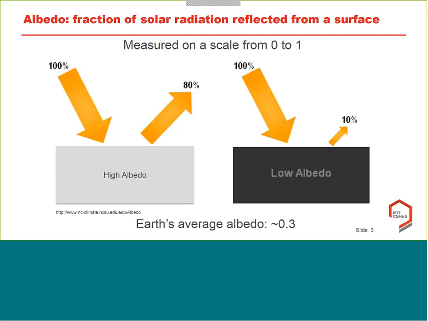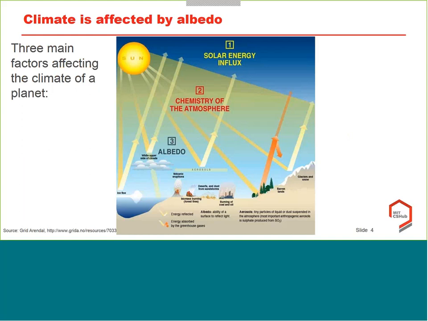But next I want to move on to climate, and what's interesting about climate is that it's actually affected by albedo. Albedo has been studied for many years by climate scientists, because there are essentially three main factors that affect the climate of our planet. One is how much solar energy is coming in, and two has to do with the chemistry of the atmosphere. And of course we need that chemistry in order to trap in some of the heat that we receive from the sun, and so having that proper balance is really important for creating that greenhouse effect to keep us warm.